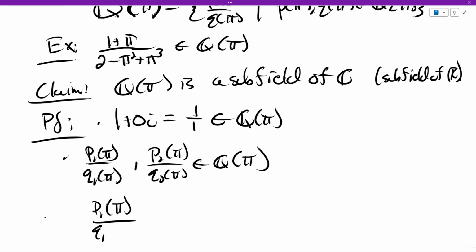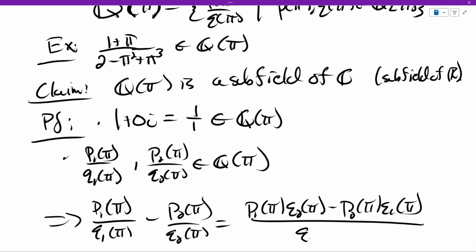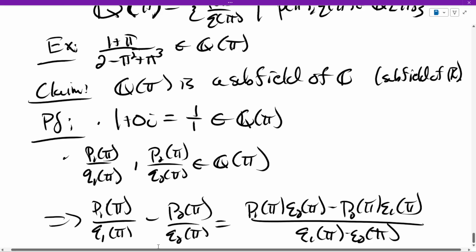Well, how do you subtract them? Again, write in complete sentences when you do your homework. How do you subtract them? Well, you find a common denominator, right? So the common denominator is q1 of pi times q2 of pi. So we have p1 of pi, q2 of pi, minus p2 of pi, q1 of pi, over q1 of pi times q2 of pi, using standard common denominator stuff.